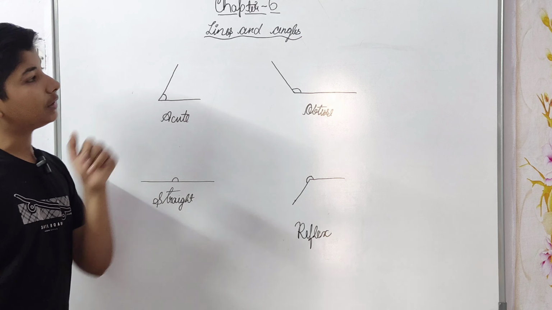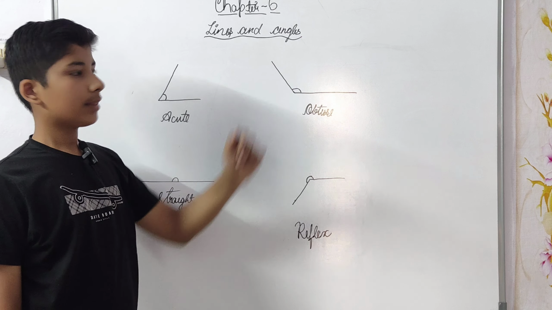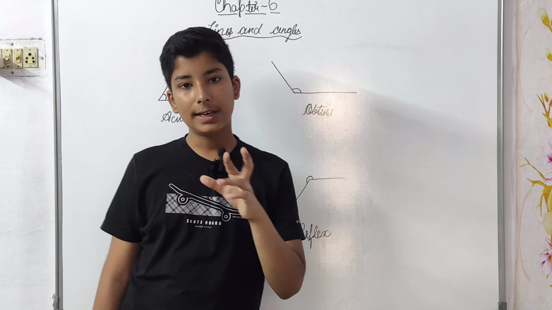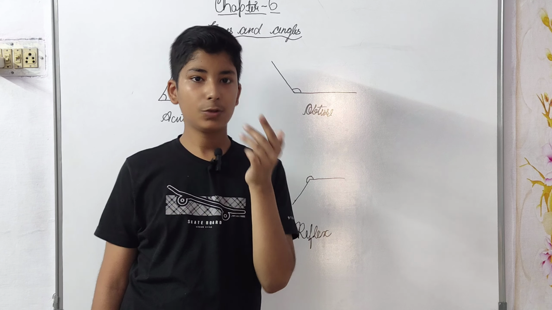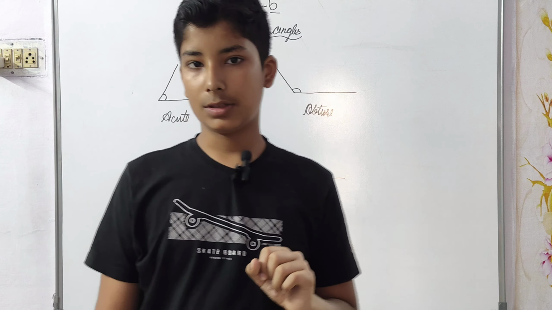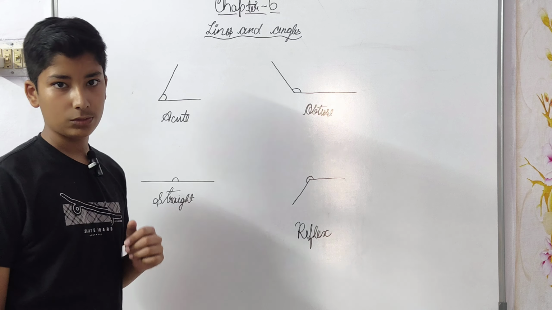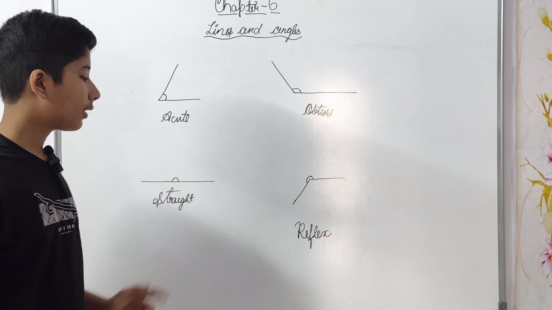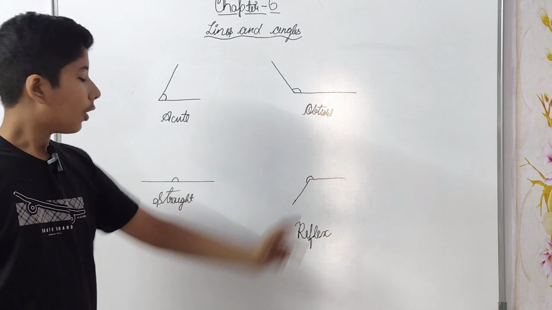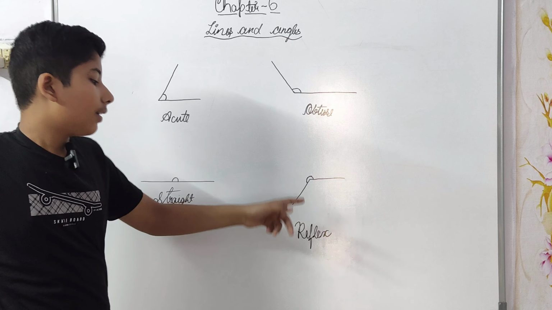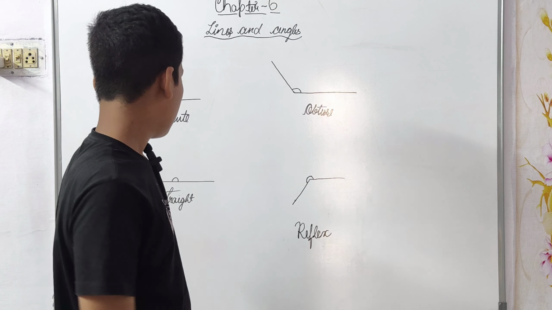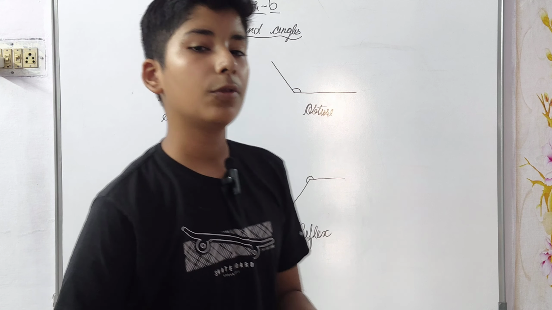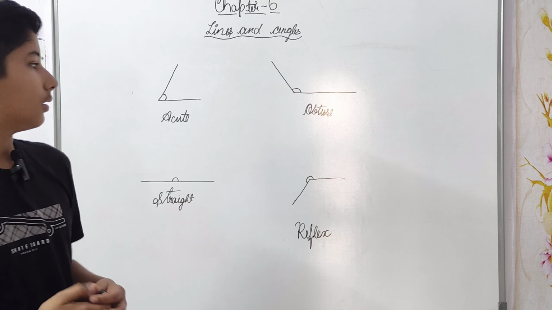Now I am going to start with chapter 6, which is lines and angles. We all have studied lines and angles in previous classes, 8th, 7th and 6th also. We all know that there are four types of angles: acute, obtuse, straight and reflex. You might think, where is right angle? Right angle is 90 degrees, so we don't count it usually.